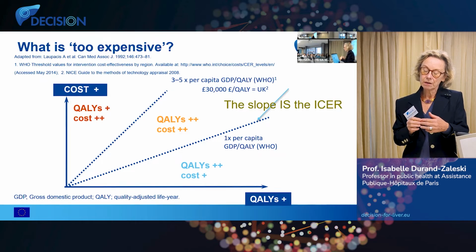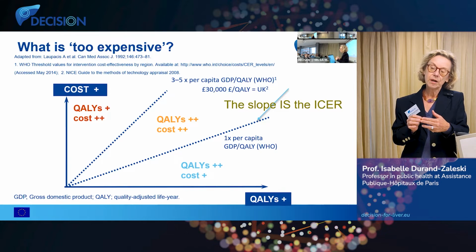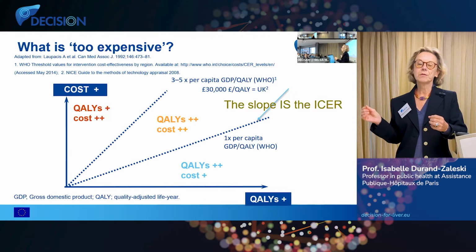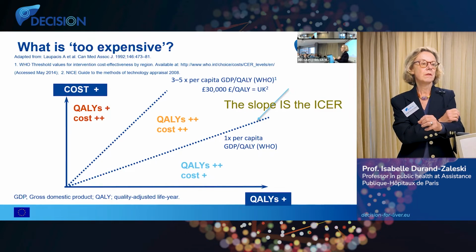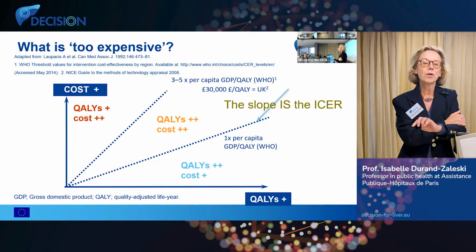In the UK, the National Institute of Health and Clinical Excellence has a threshold which is 40,000 pounds per QALY, but it's very difficult to uphold. And this is an explicit threshold. France and Germany and Austria do not have explicit thresholds. And it's kind of more comfortable, less transparent. So it's really a political decision.